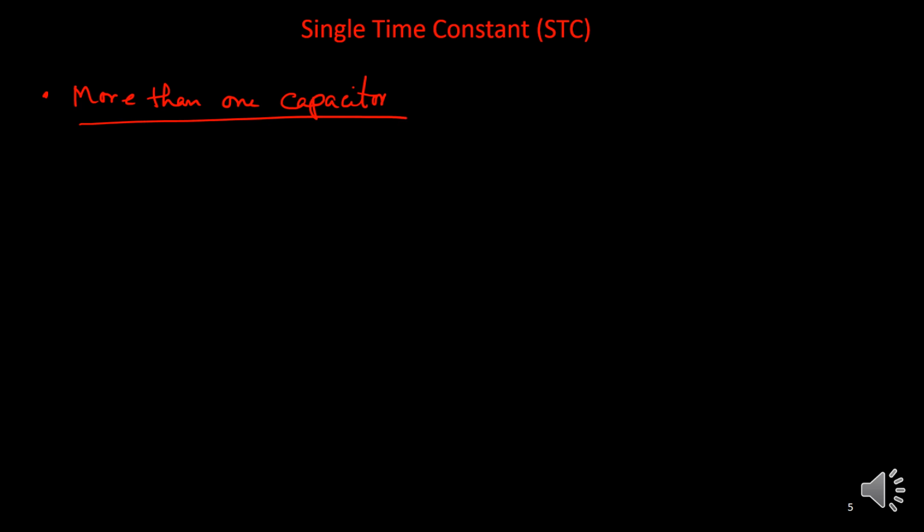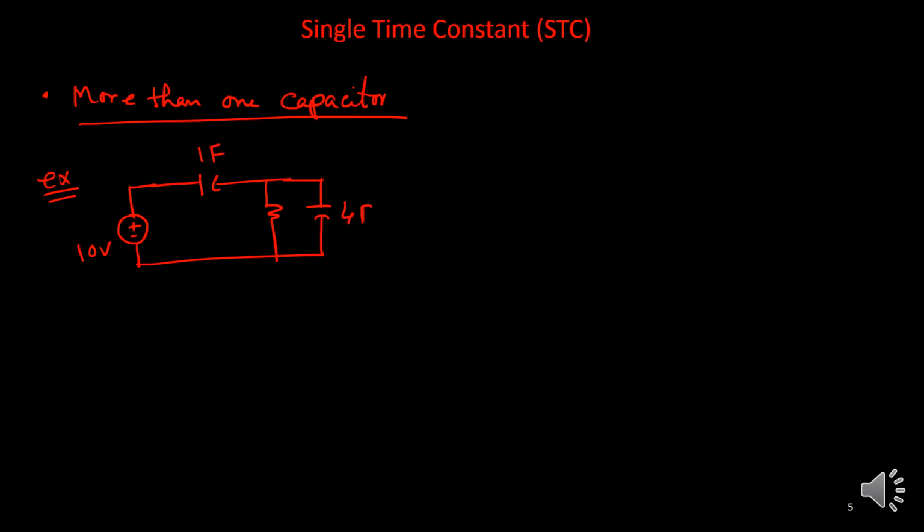Right? Suppose, for example, I consider this circuit. This voltage is suppose 10 volt, this capacitor is suppose 1 farad, and this is your 4 farad, and this is your 2 ohm. Can you find the time constant for this circuit?